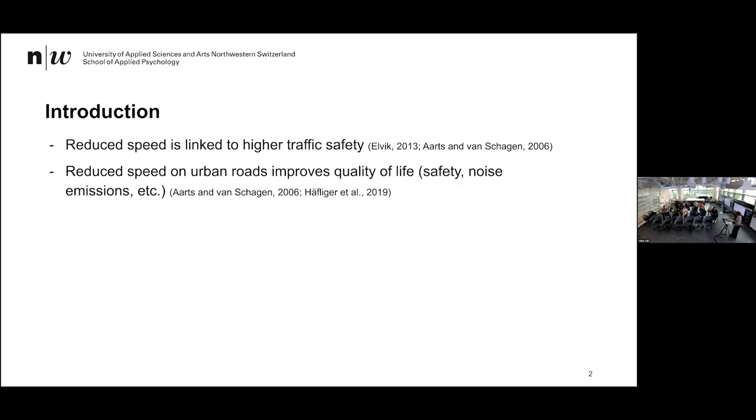What might be a bit more elaborate to think about, and I guess there are a couple of people present who think about urban planning, is that you also probably take into consideration not just safety, but a broader view of planning, which also includes quality of life. It's a broad concept, which includes safety, but also the reduction of noise emissions, for example. So people like to spend time on roads and they feel comfortable.